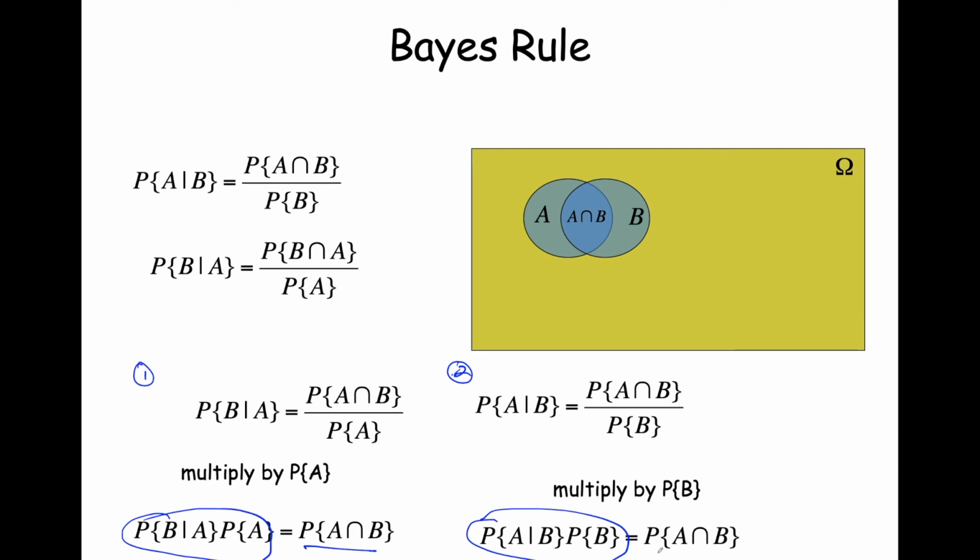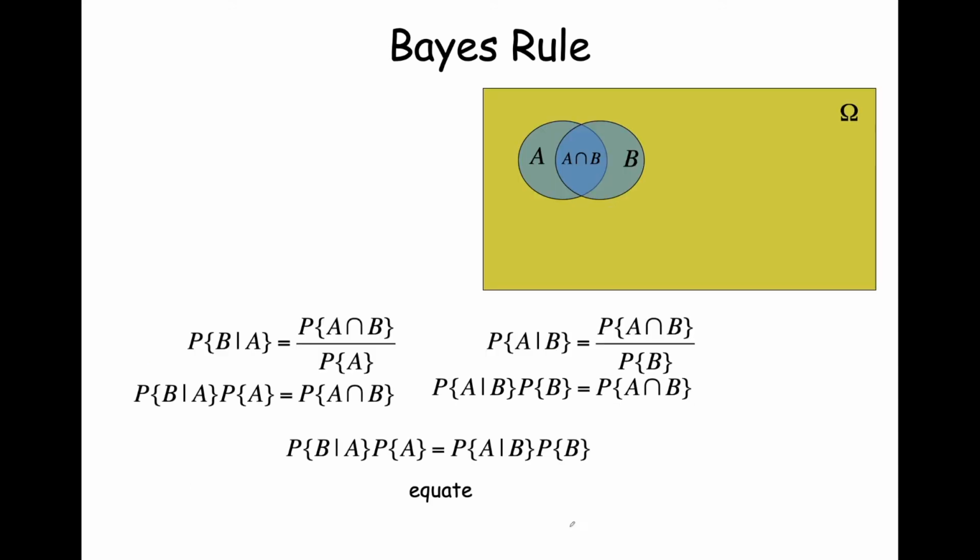So we know that the right-hand sides of equality for both expression 1 and expression 2 are the same. It's both probability of A and B, so we can absolutely mathematically equate the left-hand sides of equality with one another. So we equate expression 1 with expression 2, left-hand side with left-hand side, and we get probability of B given A times probability of A, that's from expression 1, is equal to the probability of A given B times probability of B, that's from expression 2.